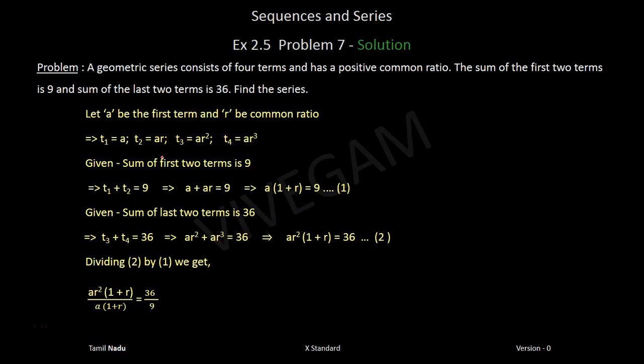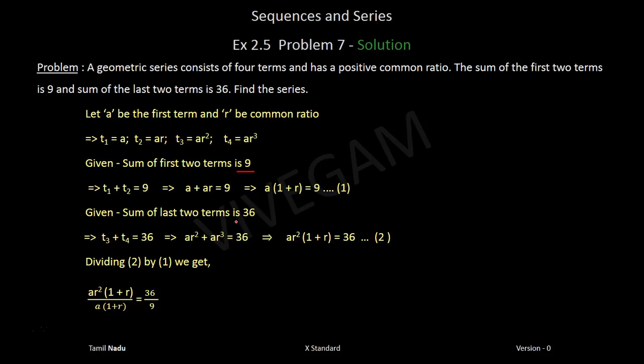So what's the solution? Let T1 be A, T2 be AR, T3 is AR squared, T4 be AR cubed. We have assumed the first term to be A and the common ratio to be R. So what's the first condition? Sum of the first two terms is 9. That is T1 plus T2 equal to 9, which means A plus AR equal to 9. And you can take A commonly out. So it becomes A into (1 plus R) equal to 9.